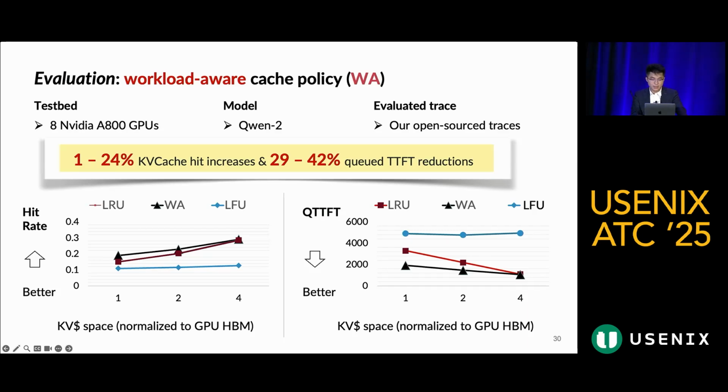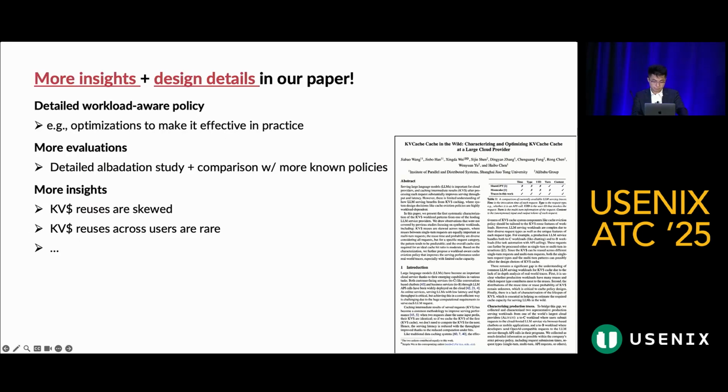We can see that under real-world traces collected by us, our workload-aware policy can improve the KVCache hit rate of vLLM by 1 to 24% compared to its current workload-agnostic policies. This optimized policy further brings up to 42% skewed TTFT reduction for the end-to-end system serving. There are many more detailed policies and evaluations in our paper. Besides, we also have some more interesting discoveries. Please check our paper if interested.